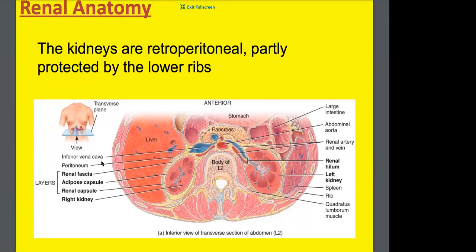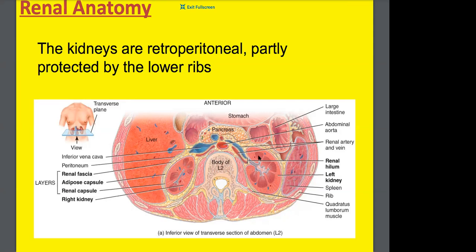So when we're looking at this anatomy here, what we're looking at is a cross section of the kidneys. This cross section includes the entire abdominal cavity. What we see is that when we look at the layers here, so here we see the kidneys, and we see that the kidneys are situated in a fat capsule here, and also the renal capsule, right?